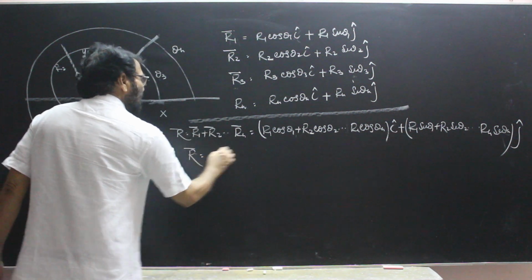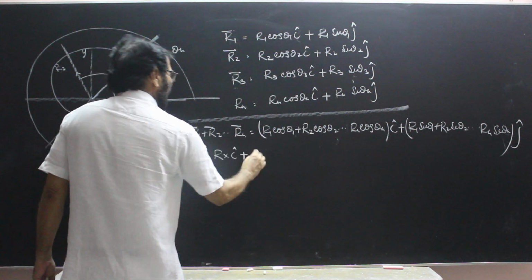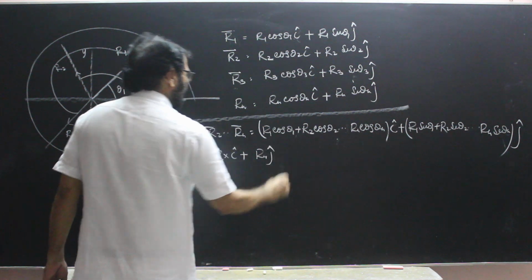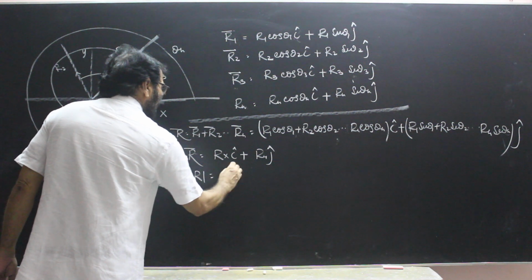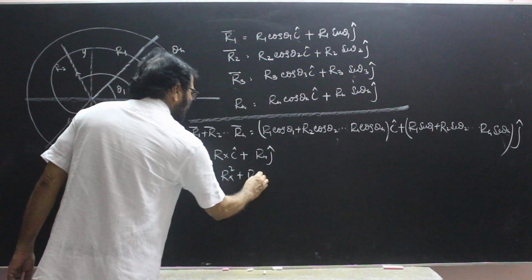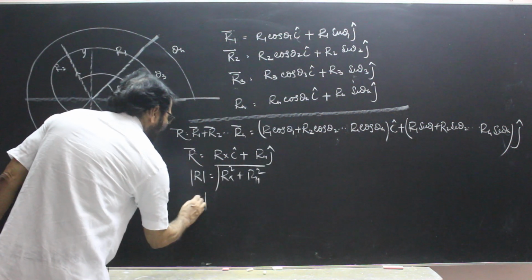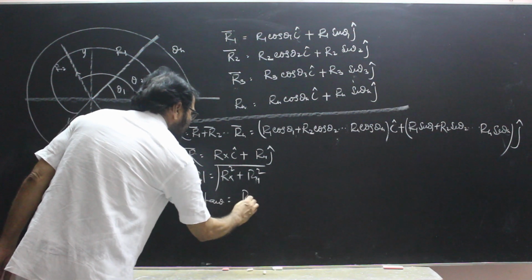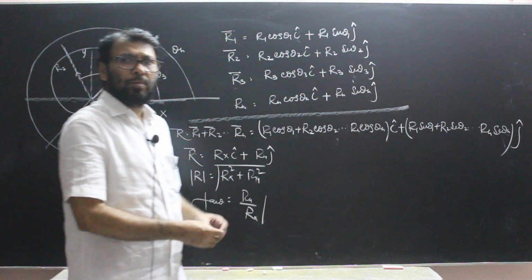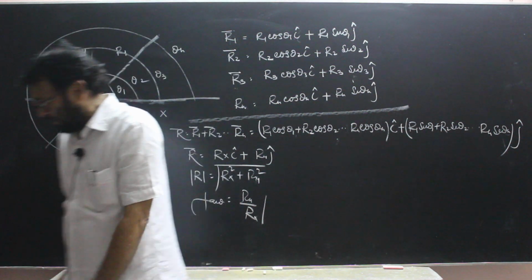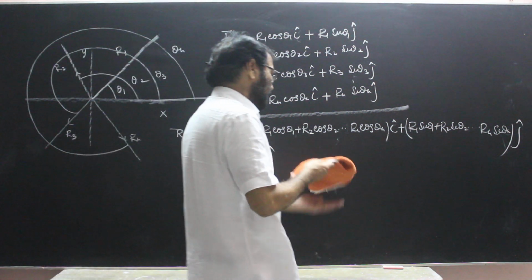If all these components are added, it will give Rxi, and that will give Ryj. The magnitude of vector R is the square root of Rx square plus Ry square, and the angle made by the vector is Ry by Rx. So we can resolve and also add any number of vectors.